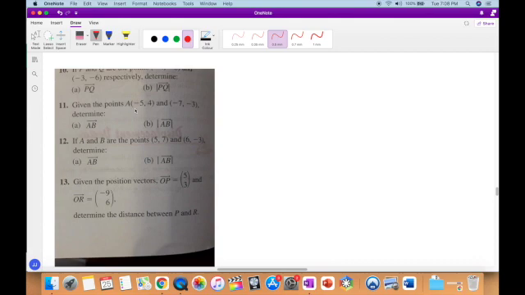Given the points, we have 2 points here, and I guess this is point B, right? They don't have B there, but I'm going to guess that is point B. So A is -5, 4, and B is -7, -3. Determine AB.